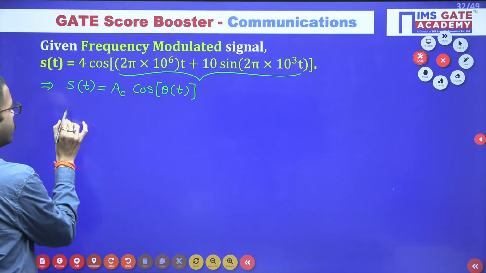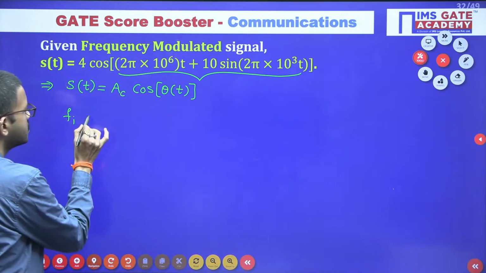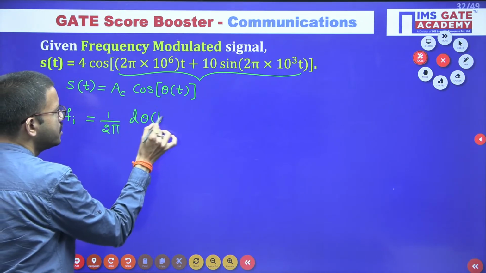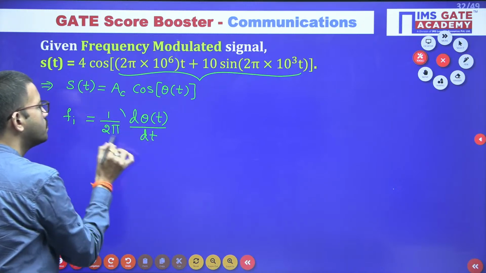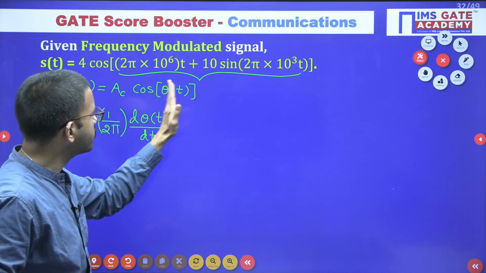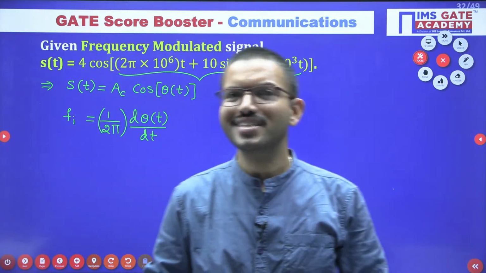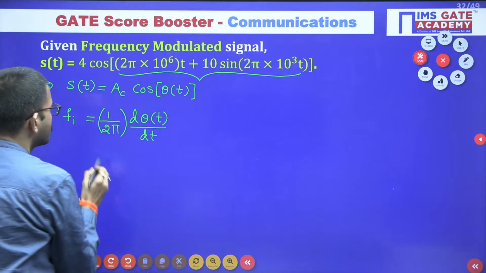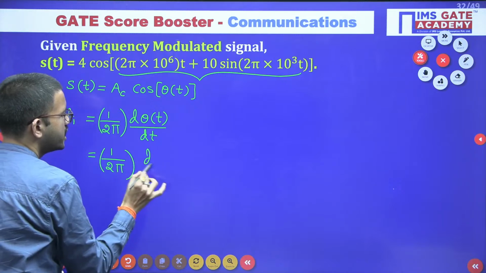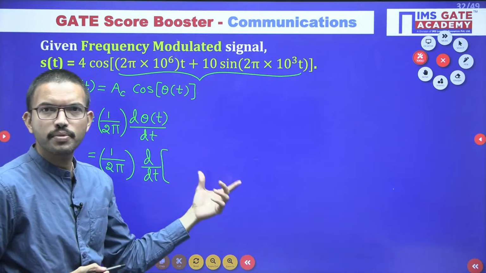Okay, now in this question, first of all, we have to find out the instantaneous frequency Fi, right? So instantaneous frequency is nothing but 1 by 2 pi into d theta of t divided by dt. That means you have to multiply 1 by 2 pi with the derivative term. Differentiation of theta of t with respect to t, that particular term you have to multiply with 1 by 2 pi. So from there you are going to get the instantaneous frequency. Okay. So here 1 by 2 pi we can keep as it is. Now d by dt of, in place of theta of t, this entire term you can copy now.